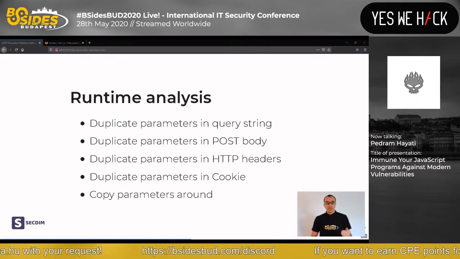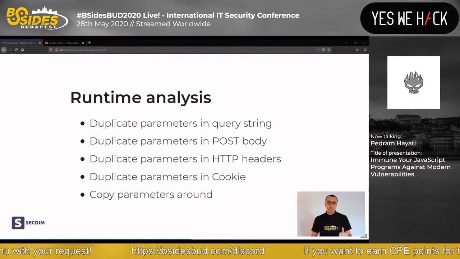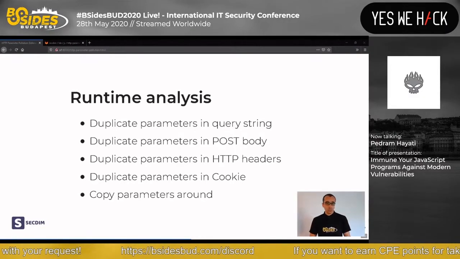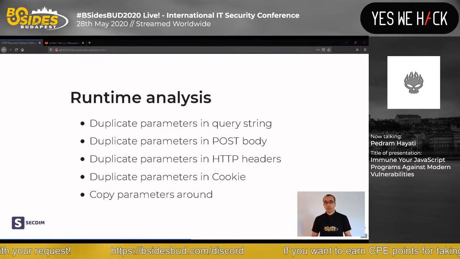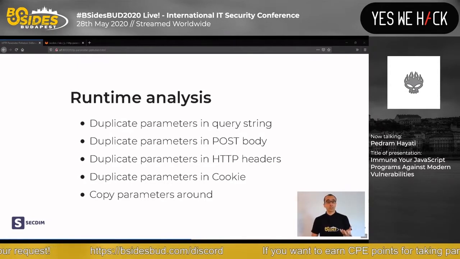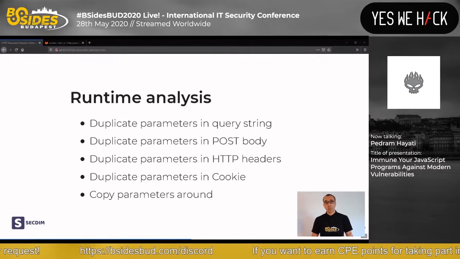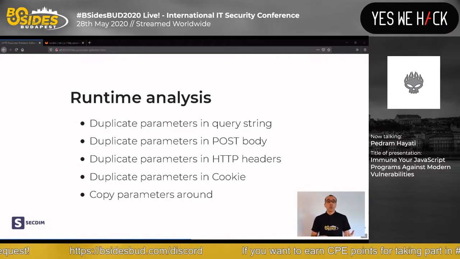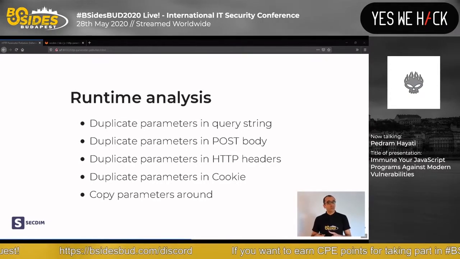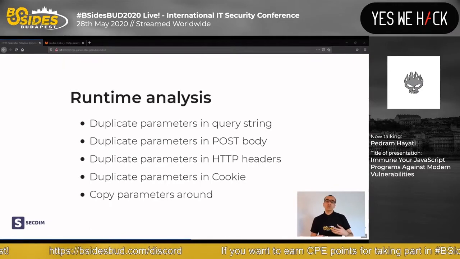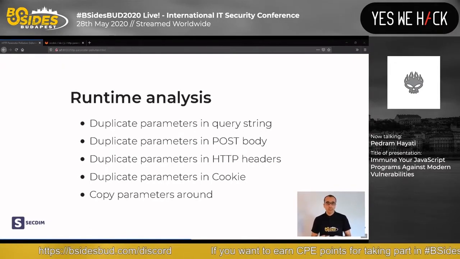More interestingly, you can do the same thing with the HTTP request headers. There are some important request headers, such as the authorization header, which typically contains authentication tokens, commonly JWT, or cookie headers, which again have some sensitive value. See what happens if you duplicate these headers.